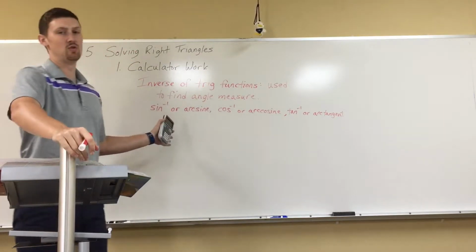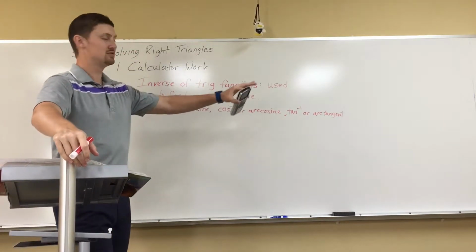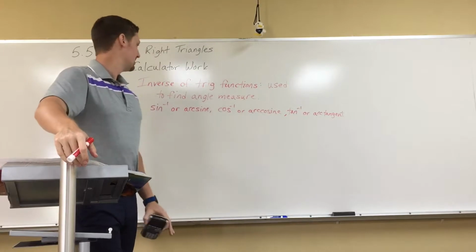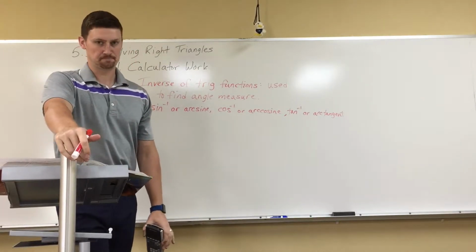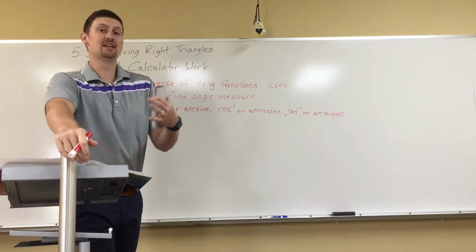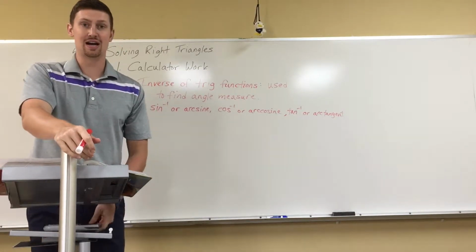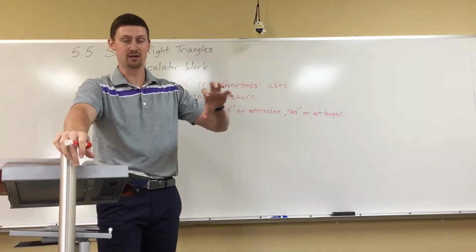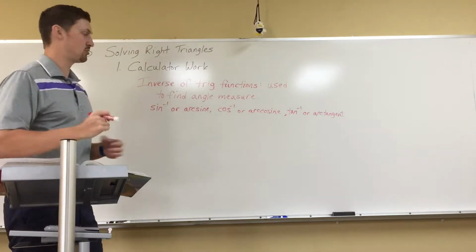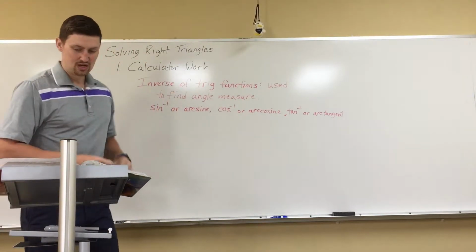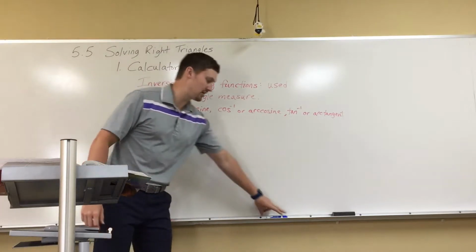Okay, so sine to the -1, cosine to the -1, tangent to the -1. Arc sine, arc cosine, arc tangent. Again, they're used to find angle measures. So very helpful when you're trying to find everything within a triangle, is you can use these operations to find angles. All right, let's look at our calculator work here to start out.